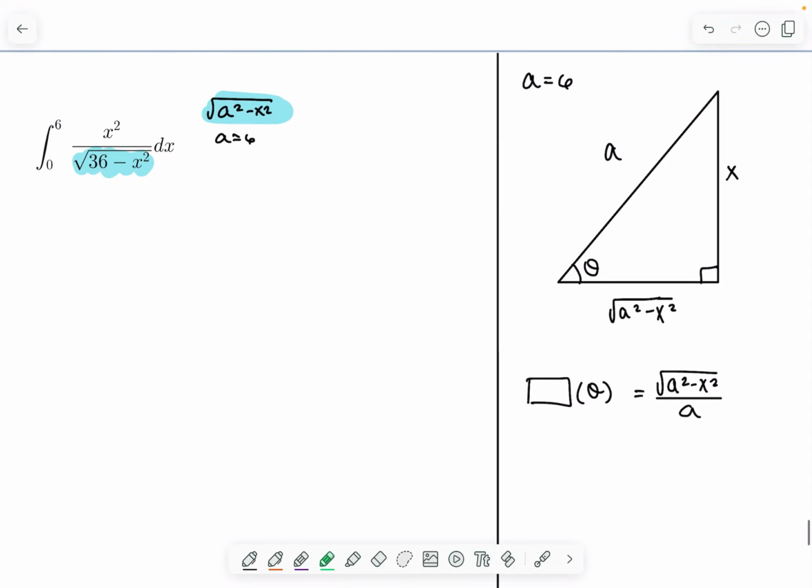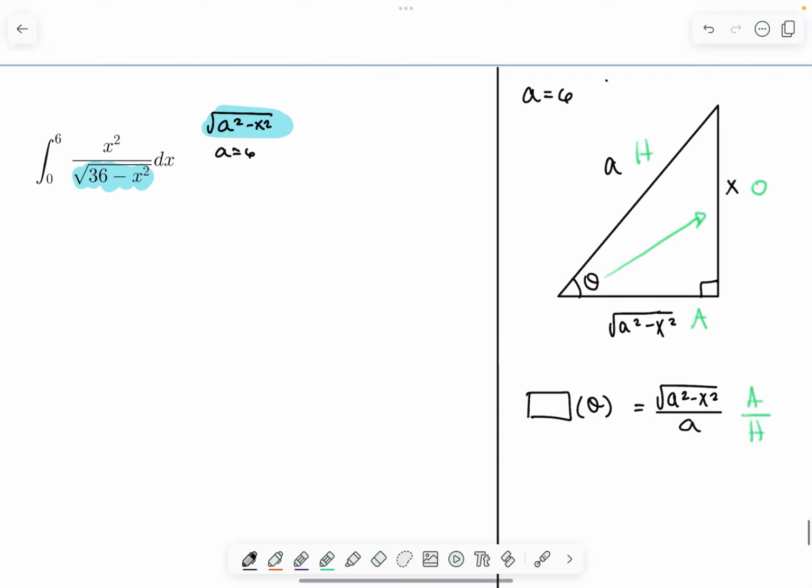So what I do is I label my triangle. This is opposite, this is always going to be hypotenuse, and this is adjacent. So then I label these. Okay, what's this? This is adjacent, so it's going to be a. And what's this? Well, that's going to be hypotenuse. So then I ask myself, given SOHCAHTOA, which one is going to give me adjacent over hypotenuse? Cosine. So now I know that cosine of theta is going to give me that.